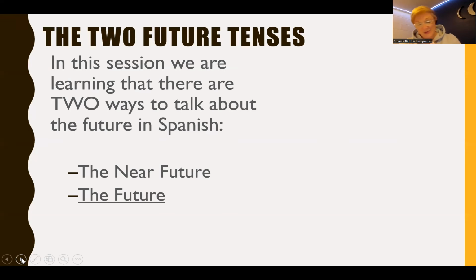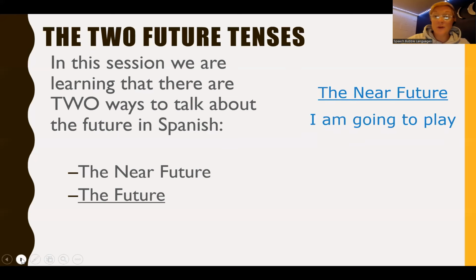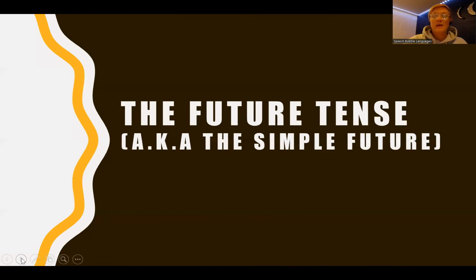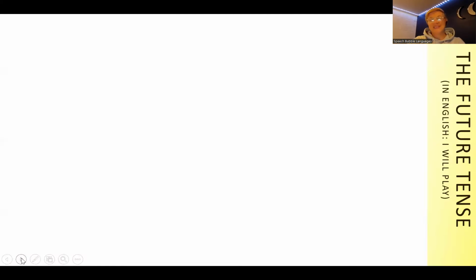Muy bien hecho a todos. Well done, everybody, on working your way through the first of the 2 future tenses in Spanish. We're now going to take a look at the future tense. If you remember correctly, this is the one which we translate using the word will in English. I will play. The future tense is also known as the simple future. It's not as simple as the near future, but let's take a look at them all the same.